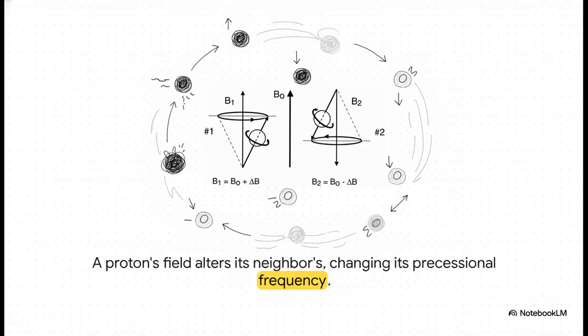We call this precession speed the Larmor frequency. But because of these tiny random interactions, not every proton is spinning at the exact same frequency. This is the fundamental cause of T2 decay.